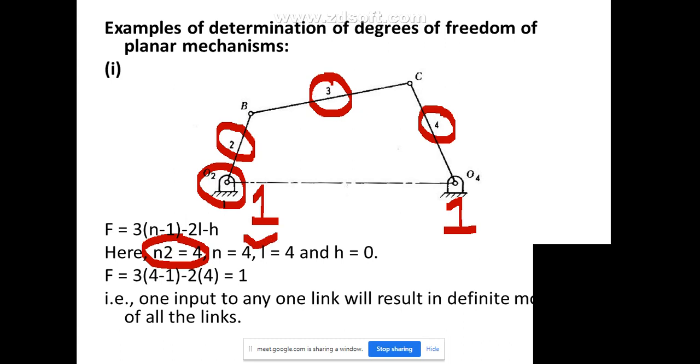Next we move to the number of lower pairs. How to count the number of lower pairs, that we need to see. Lower pairs are nothing but the number of joints which are there. So for the lower pairs, you have to count the number of joints.